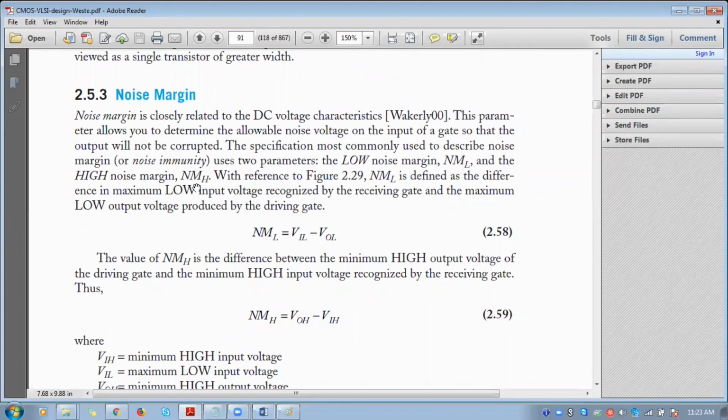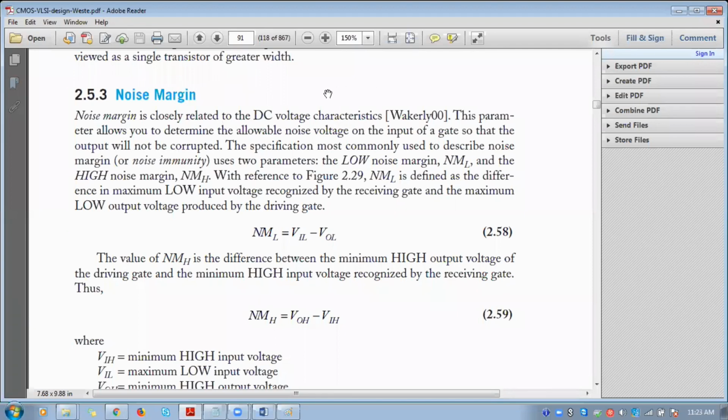For this analysis, we will be manually adding noise to the circuit and checking the output. How much noise can be tolerated so that there won't be any change in the output? That is what noise margin refers to. Noise margin is the maximum allowable noise on the input so that the output will not be corrupted.